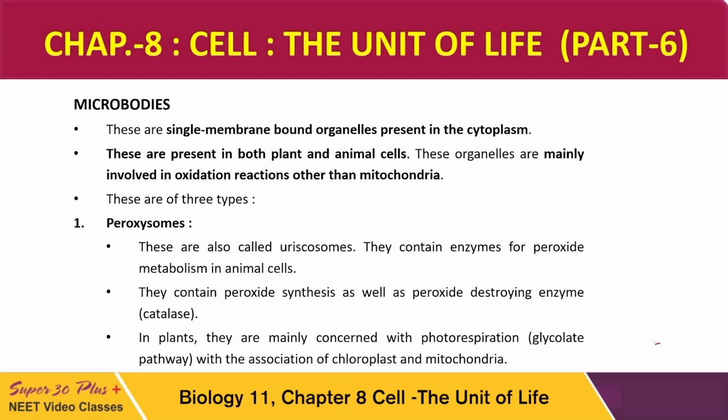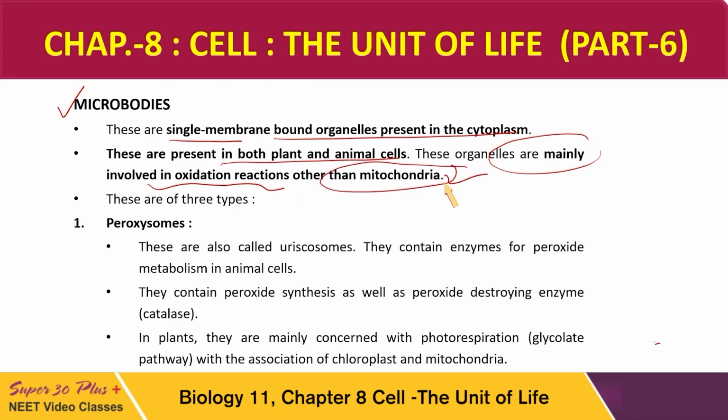In this part, first we have to discuss microbodies. What are microbodies? These are the bodies found in cytoplasm, with a single membrane which encloses the content of the microbody. These are present in both plant and animal cells, and these organelles are mainly involved in oxidation reactions. Oxidation reactions take place mainly in mitochondria, but oxidation reactions take place in microbodies also.